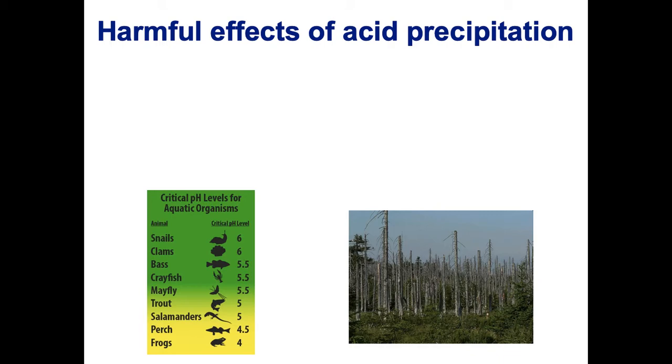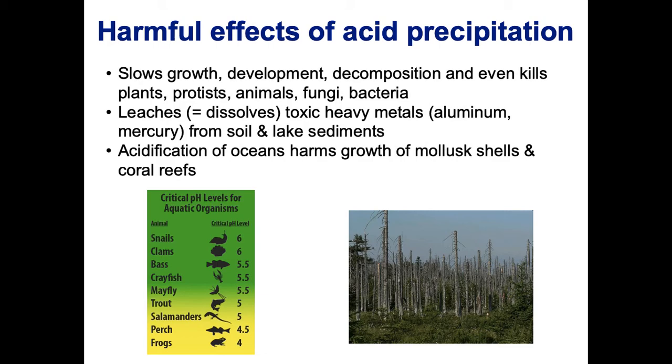So why is acid precipitation harmful? Well, some organisms have different tolerances for different pH levels. So it can slow the growth and development. It can change decomposition rates, slowing it down, and it can kill some organisms as well. It also leaches heavy metals from the soil and makes them more available. So aluminum toxicity and mercury toxicity are much more likely if there's a lot of acid precipitation in an area.